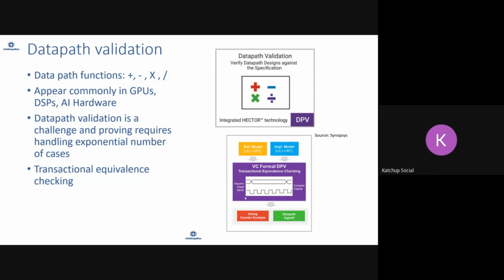Then data path verification, again with your AI hardware, GPUs, and a lot of mathematical functions. Data path functions like plus, minus, multiply, divide are very commonly used. Data path validation is a challenge because it can increase exponentially in numbers. Again, a new technology or app was developed, based on the same principle as equivalence checking, where you can prove whether your C model, which for a lot of these cases can be done, is equal to your RTL or not. A formal verification app was developed for that. So data path validation can also be done with formal verification.